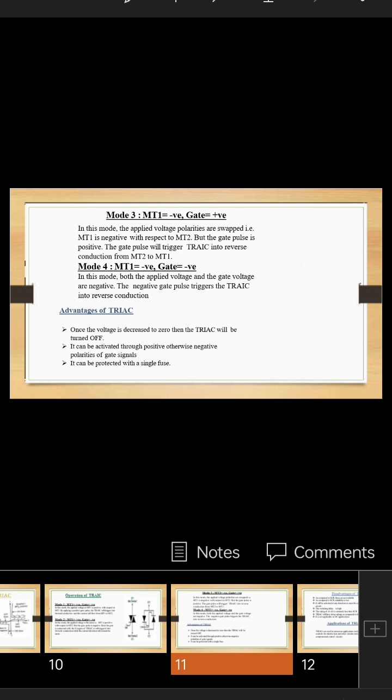What are the advantages of the triac? The advantages of triac: once the voltage is decreased to 0, the triac will be turned off. It can be activated through positive, otherwise negative polarities of gate signals. It can be protected with a single fuse.